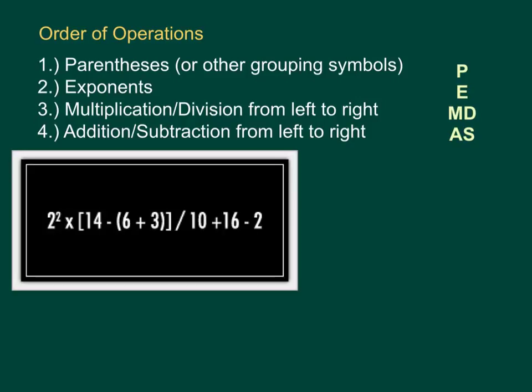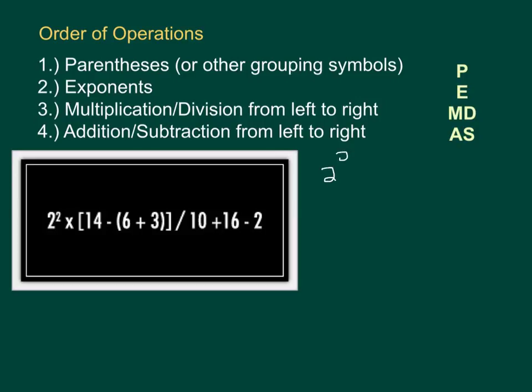So we're just going to do this example that we have here. I have 2 squared times 14 minus parentheses 6 plus 3, close parentheses, close brackets, divided by 10, plus 16 minus 2. So we're going to go through this, and we're going to look first at parentheses. You notice that I have these grouping symbols here, the brackets, and then inside those even further, the grouping symbols of the parentheses. So we go to the innermost parentheses, or grouping symbols, first.